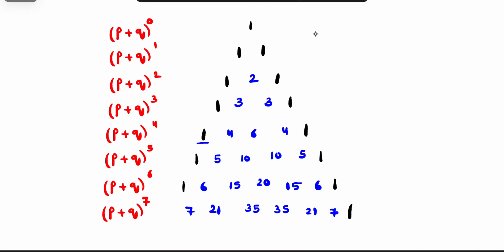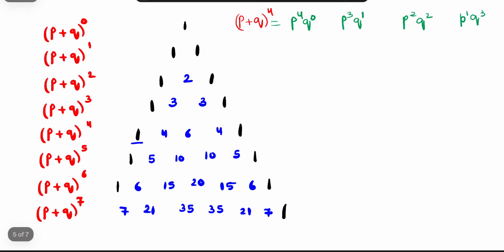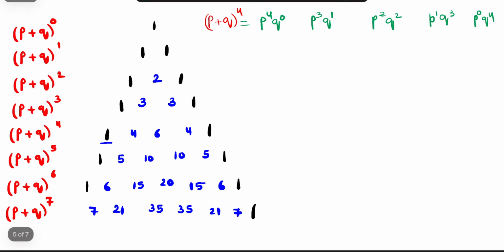If you expand and try to solve P plus Q to the power 4, the value comes out to be P4 Q0, then P3 Q1, then P2 Q2, then P1 Q3, and lastly P0 Q4. Now if you know how to write Pascal's triangle, I'll tell you how to write it. The next thing you need to do is write the numbers after these terms: 1, then 4, then 6, then 4, then 1.